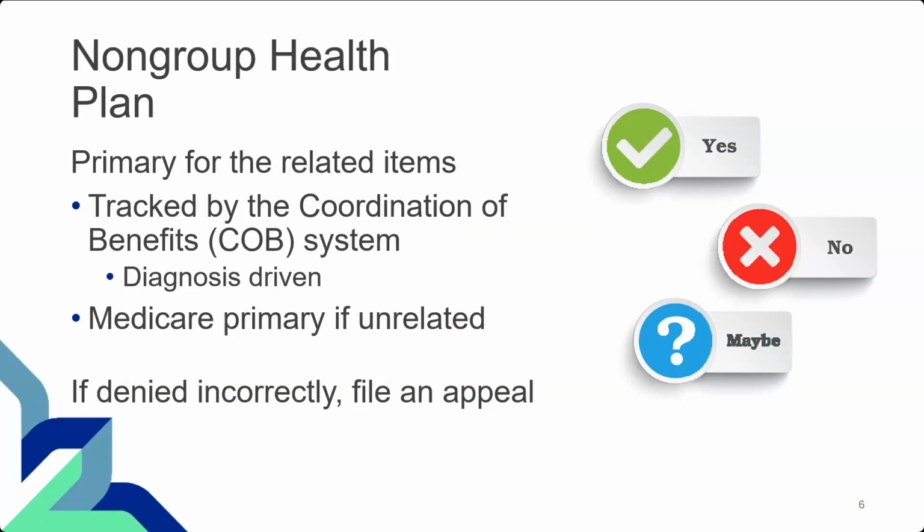What they do then is use the coordination of benefits system, which is the COB system. It actually contains a diagnosis, and anything within that diagnosis's related family would make it primary to Medicare. Okay, so it's an accident, illness, or injury as defined by a certain diagnosis. That diagnosis is put into the coordination of benefits system. That's when it's primary. If it is not related to that diagnosis, then Medicare is the primary coverage. So hopefully all of that does make sense.